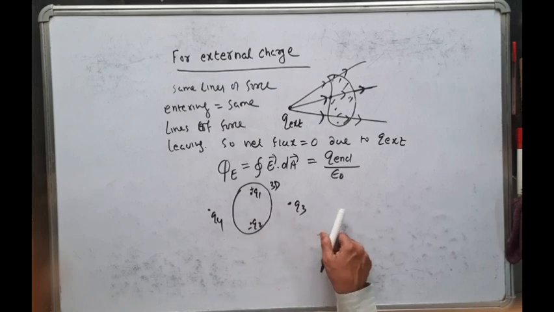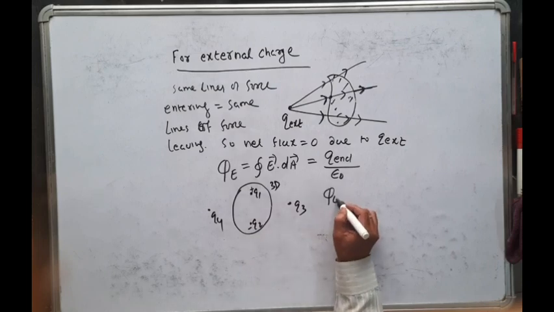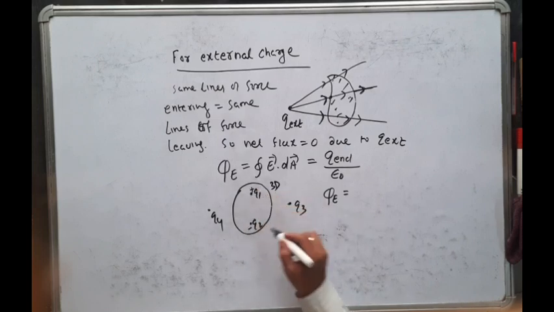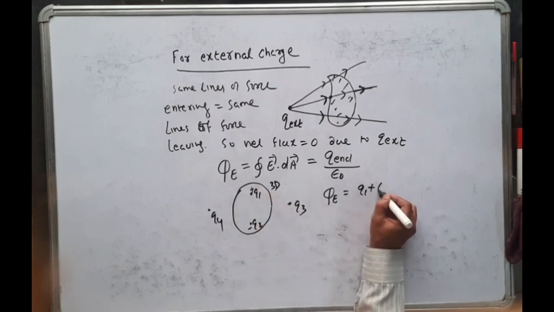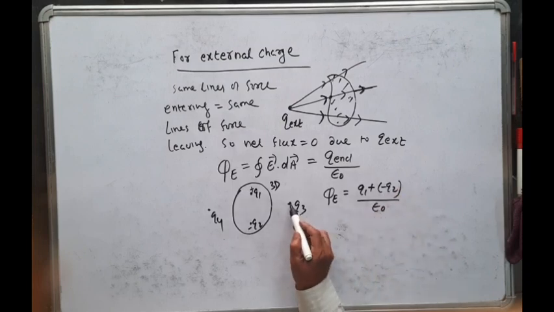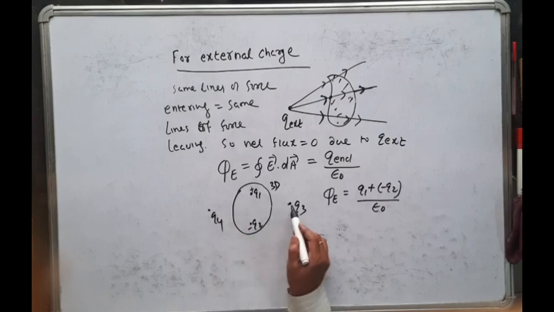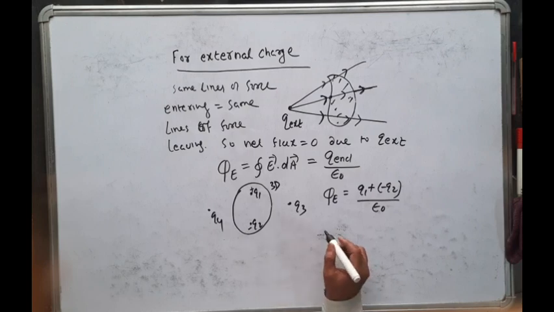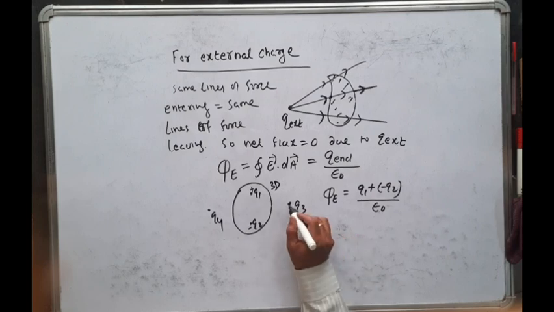So now the total flux according to Gauss law is equal to the total charge enclosed by the sphere, that is Q1 plus or minus Q2 divided by epsilon naught. Q3 and Q4 are external charges, which have no contribution towards the flux for this surface. You can prove this also. Let us take Q3 as external.